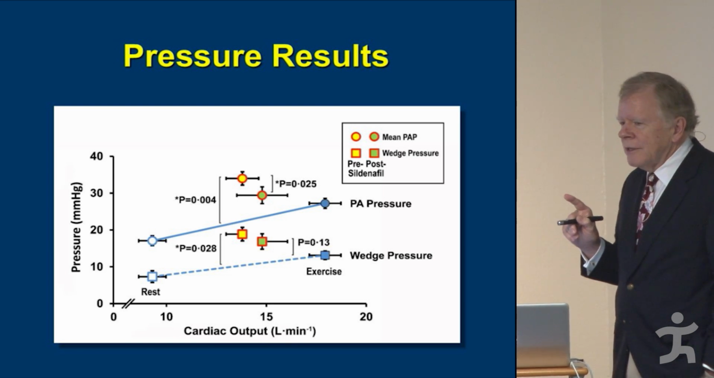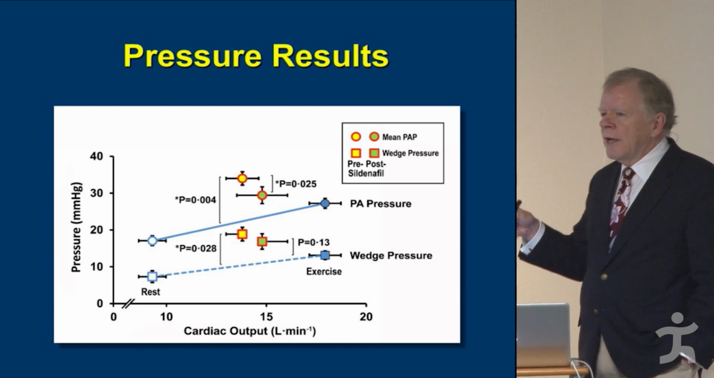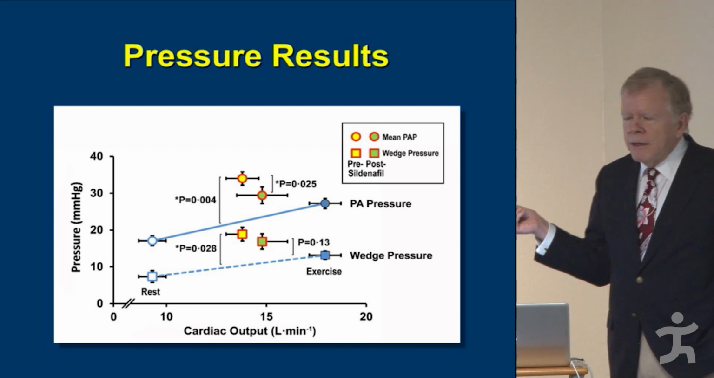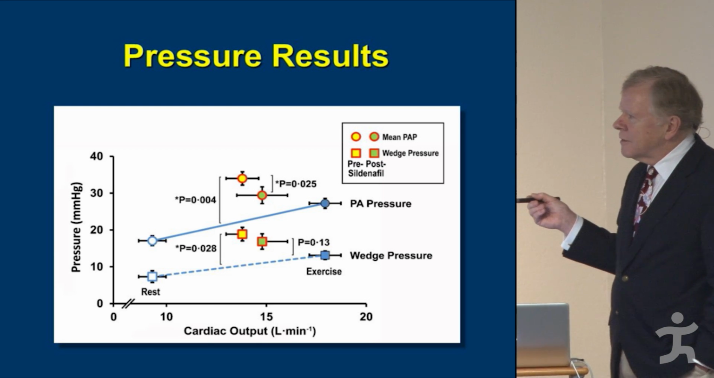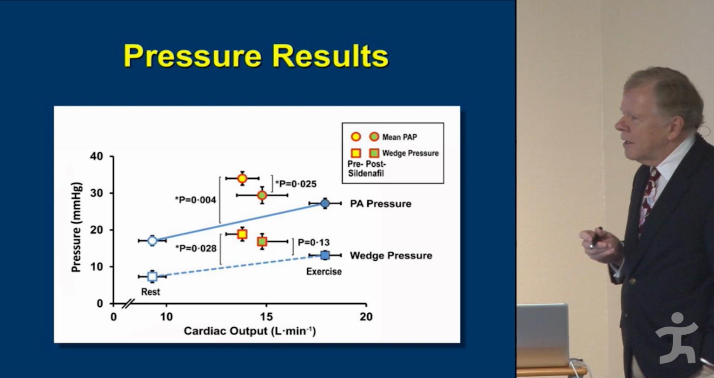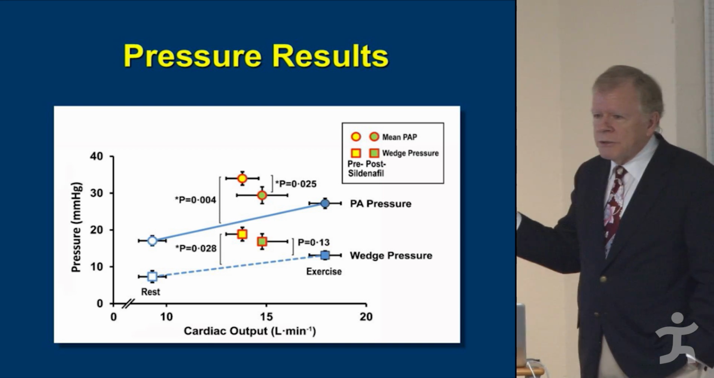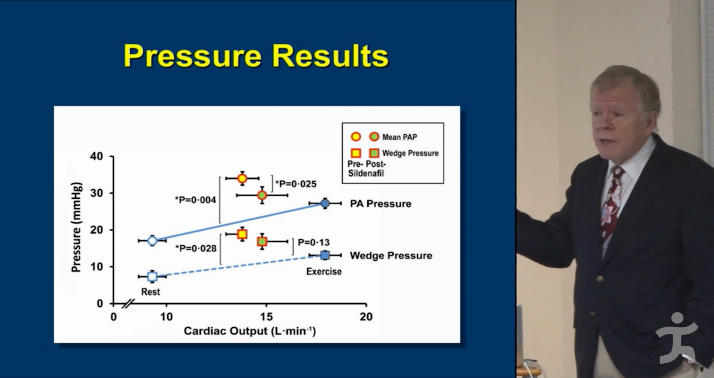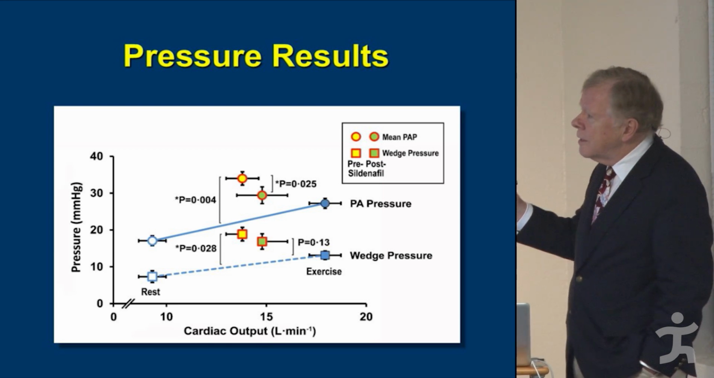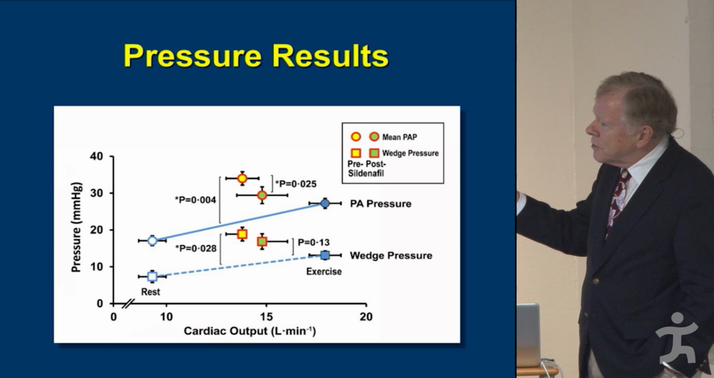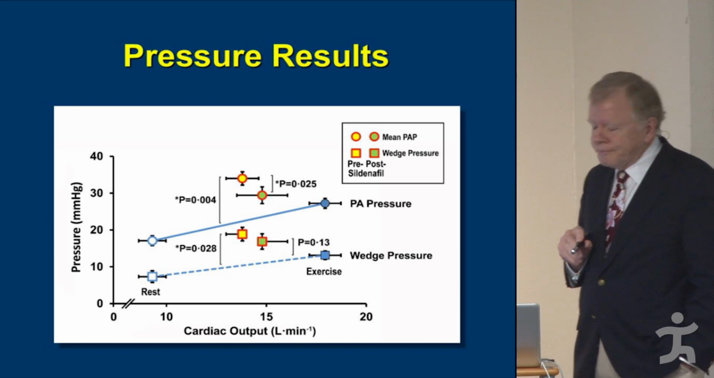Now, the next thing we did was we got them out of the water after this. We gave them a Viagra pill, and we repeated the study sort of after lunch. Why do we use Viagra? Because Viagra lowers pulmonary artery pressure. It's often used in people with high pulmonary artery pressure for other reasons. And we found that the pressure in the pulmonary artery and the pulmonary artery wedge pressure both came down.